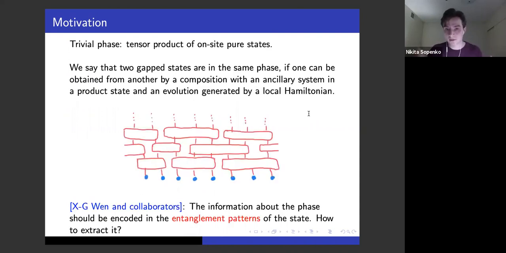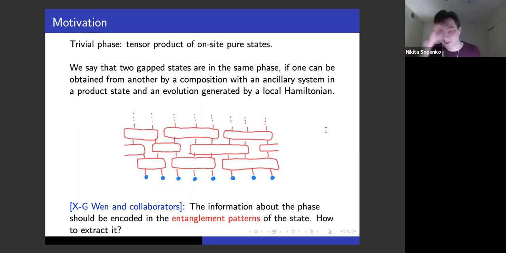Also, we should include certain stabilization of the system. So we should allow to add some degrees of freedom which are completely decoupled, so the states on them look like just a tensor product of some pure states. And the reason why we want to do that is because we want all systems which are just decoupled spins to be in the same phase, because it seems physically natural.